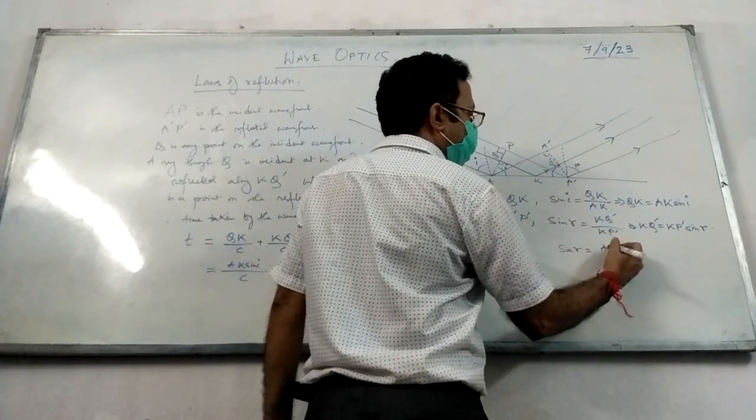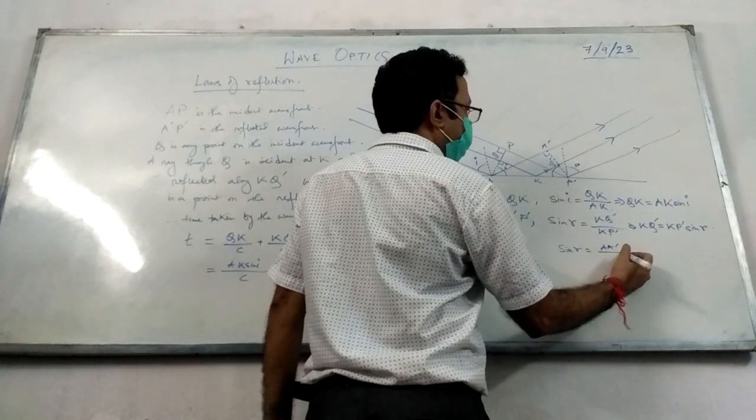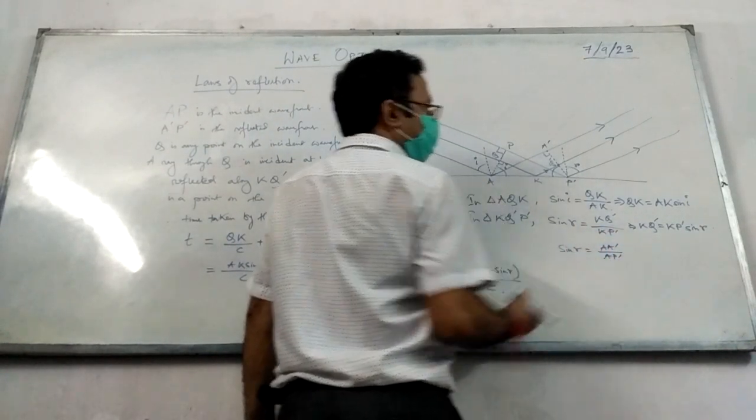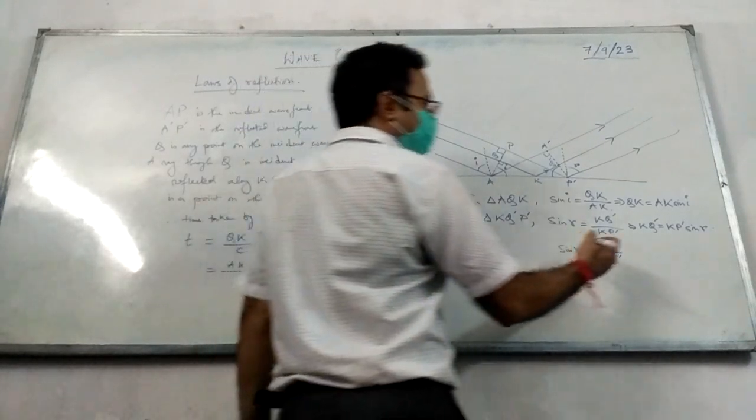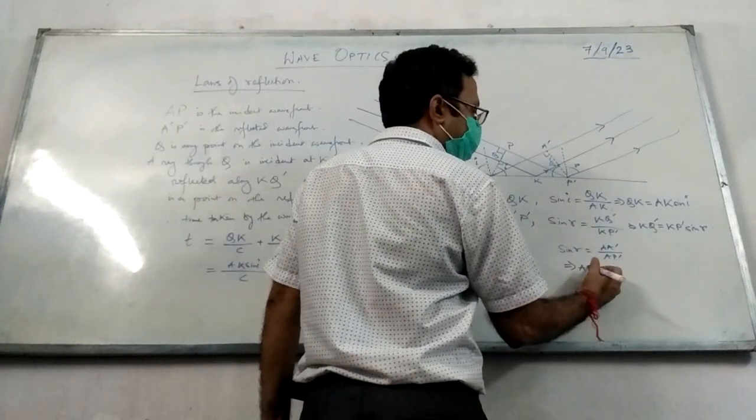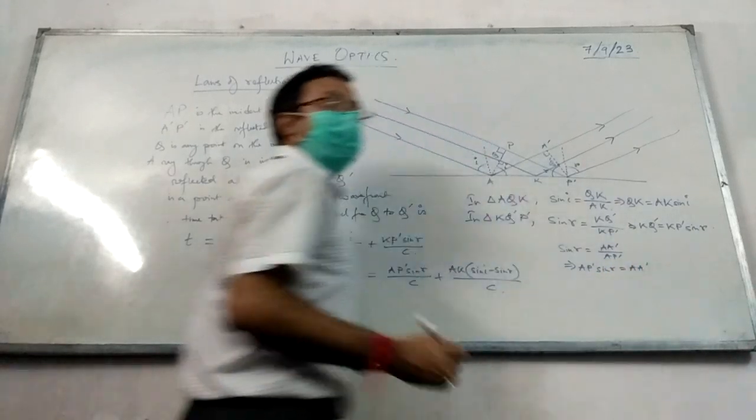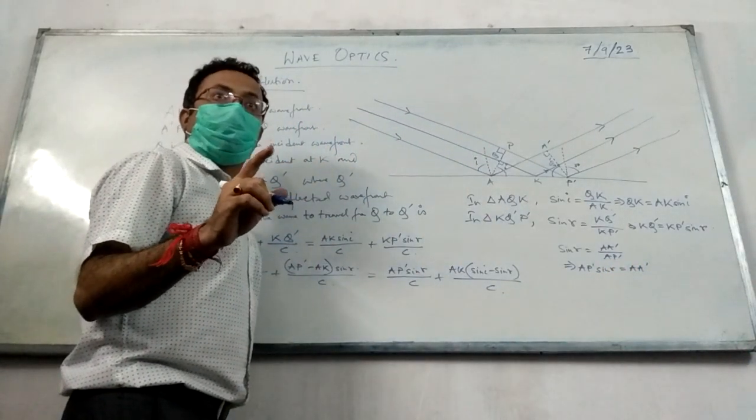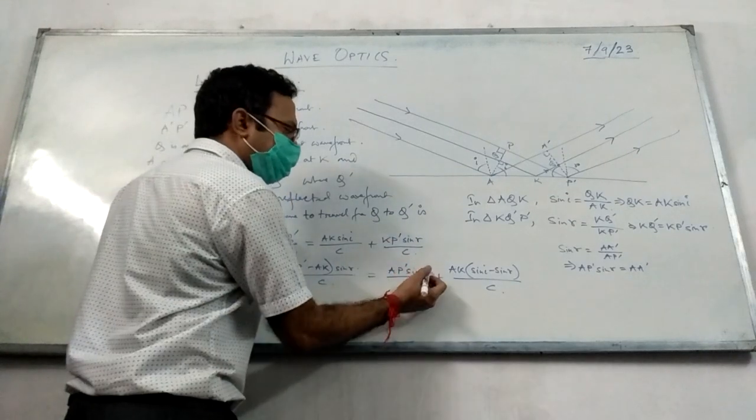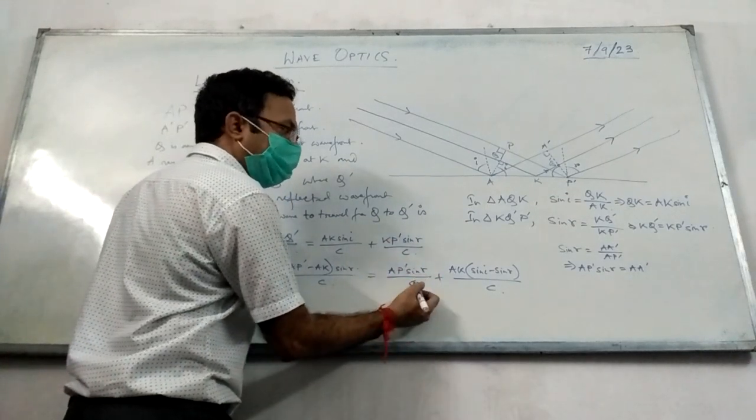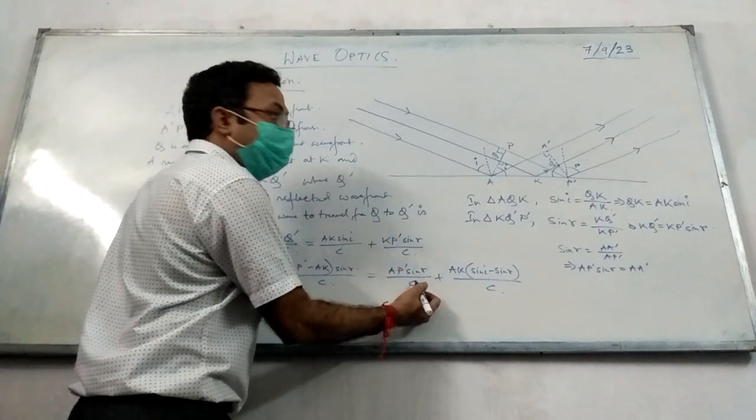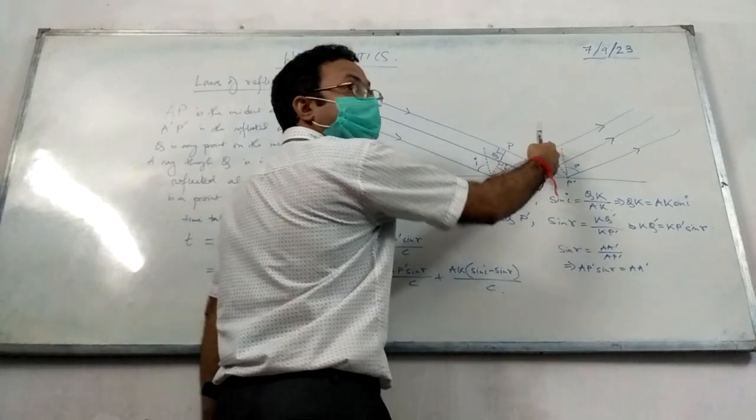Right. A dash by AP dash. You all agree with this? So can I write AP dash sin r is equal to A dash? Yes or no? Yes. तो ध्यान से देखो, तब can I say this AP dash sin r by c is equal to the total time taken?